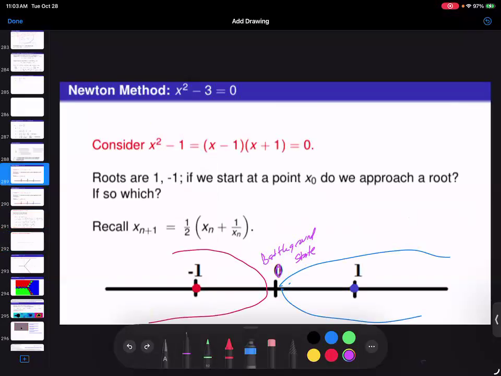How would you describe in this picture which points converge to 1? The positive numbers converge to 1? That's one way to say it. It's the positive numbers, but there's another way to say it. The points closest to 1. The points closest to 1 go to 1. Isn't that a great property for an algorithm to have? It takes you to the nearest root.